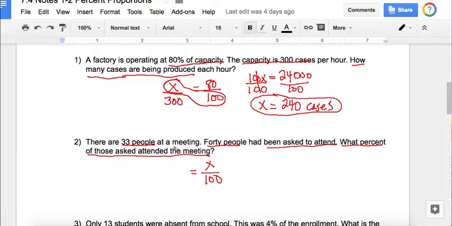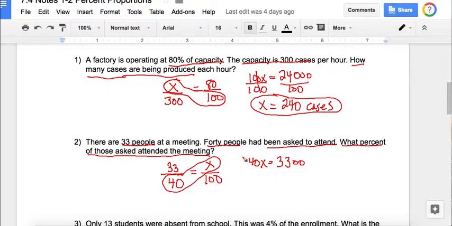And now I have to figure out if 33 is the part or the whole. So let's look at this. 33 people are at the meeting. 40 people were asked to attend. So if 33 people were at the meeting, is that all the people or only part of the people that were invited? Hopefully you said part of the people invited because there were a total of 40 people invited. So if all 40 came, that would be 100%, but only 33 came. So now we're going to solve this. So 40 times x is 40x. 33 times 100 is 3,300.